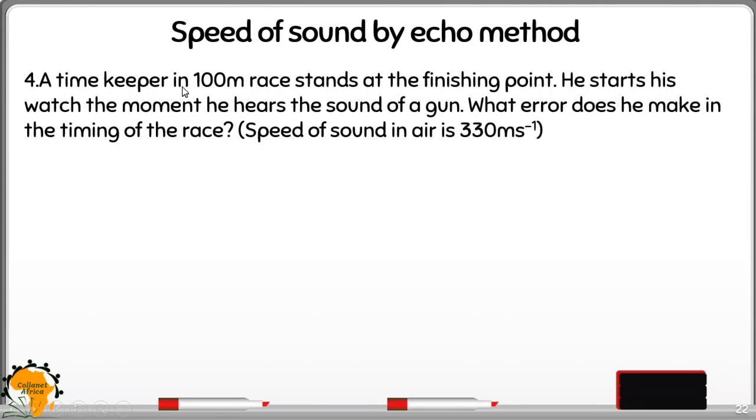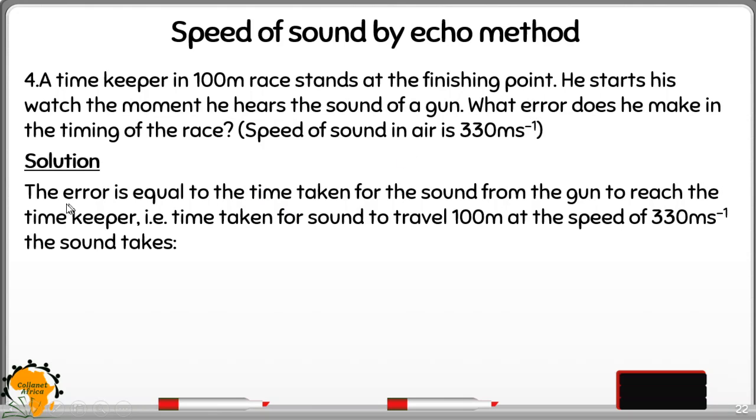A timekeeper in a 100-meter race starts at the finishing point. He starts his watch the moment he hears the sound of a gun. What error does he make in timing the race? Remember, he is starting at the finishing point. So we have that the error is equal to the time taken for the sound of the gun to reach the timekeeper. So it means that that sound will have traveled these 100 meters.